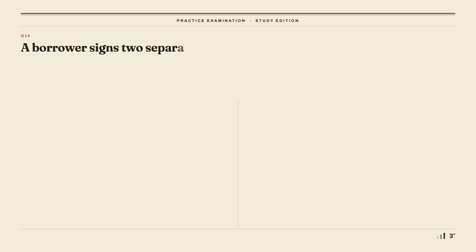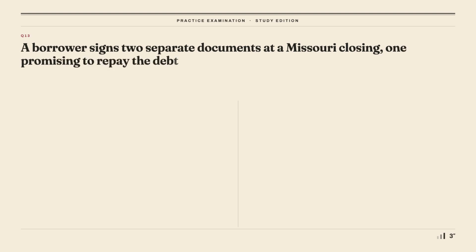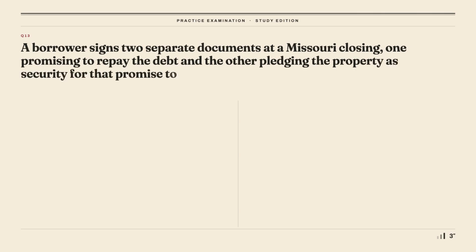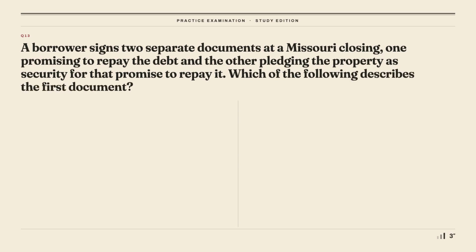Question 13. A borrower signs two separate documents at a Missouri closing, one promising to repay the debt and the other pledging the property as security for that promise to repay it. Which of the following describes the first document?